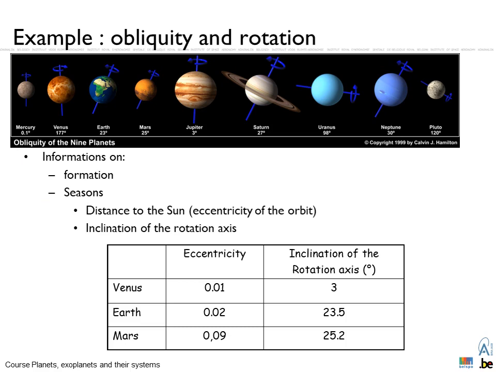Another example is to compare the obliquity and rotation direction. This can provide information on the formation of the planet. For example, Venus and Uranus are rotating in a retrograde manner, very different to the direction of rotation of the other planets of the solar system.